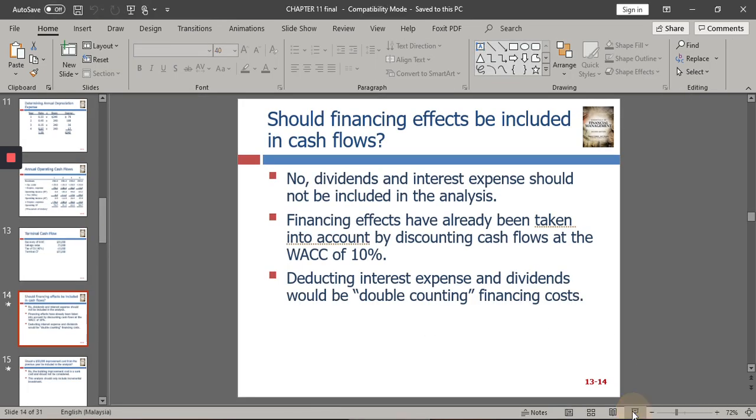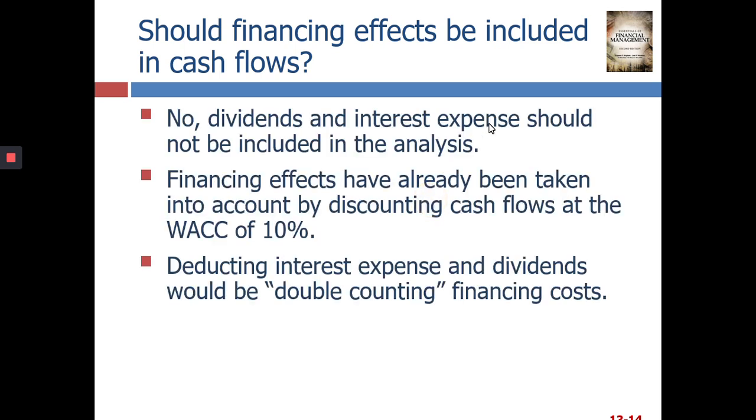No, neither dividends nor the interest expense should be included in the analysis. Alright, so you don't include the financing effects. Financing effects have already been taken into account by discounting the cash flows at the 10% WACC. Your cost of capital is already assigned for you to calculate the present value. So when you subtract the interest expense or dividend, it becomes double counting.